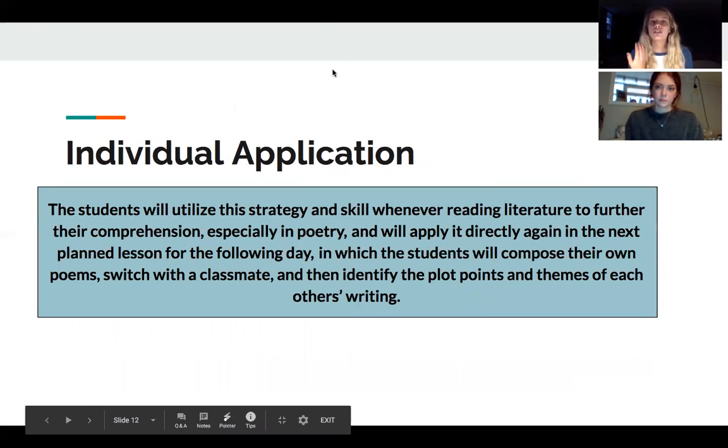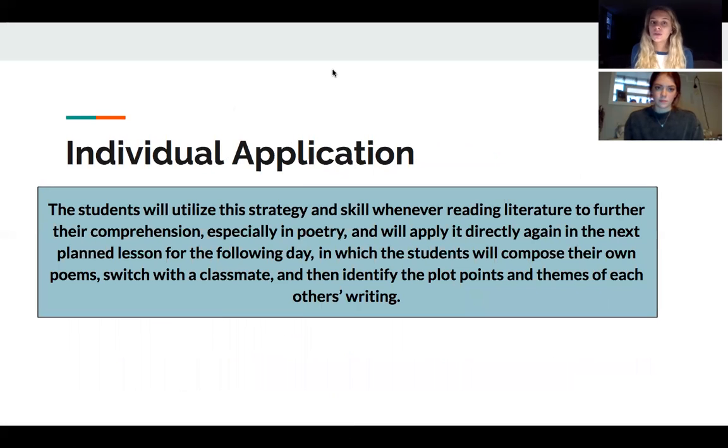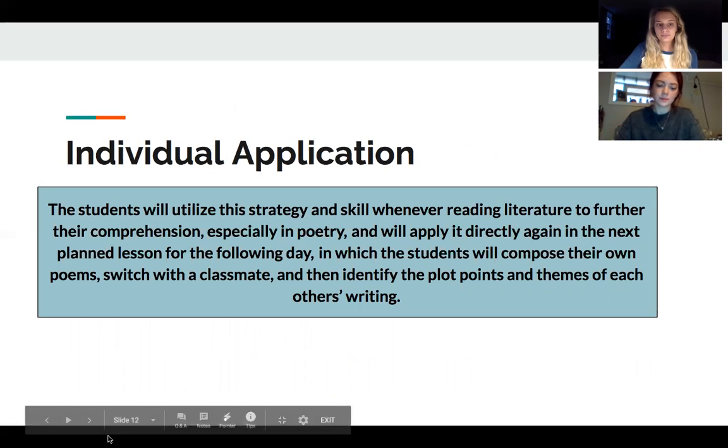As far as the individual application goes, we decided that the students will utilize this strategy and skill whenever reading literature to further their comprehension, especially within poetry, and will apply it directly again in the next planned lesson for the following day, in which the students will compose their own poems, switch with a classmate, and then identify the plot points and themes of each other's writing.